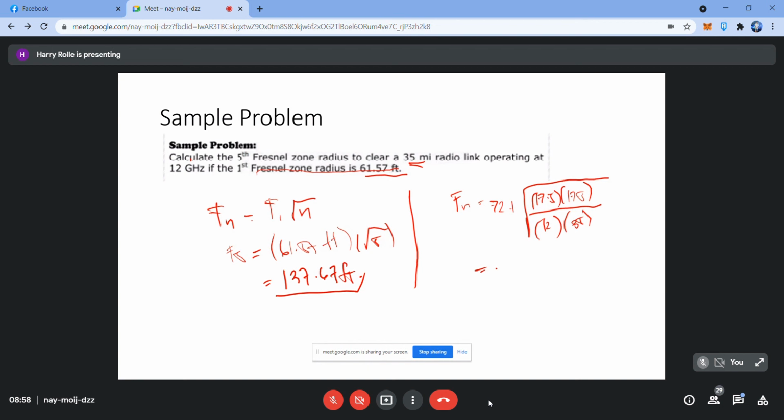Tama po ba? Same answer po ba yung lalabas? Anyone? Mr. Sumera, tama po ba? Sir, wait lang po. Nagka-calculate pa lang po. I-quantity nyo yung nasa loob ng square root ha. Naka-quantity yon bago kayo mag-multiply.